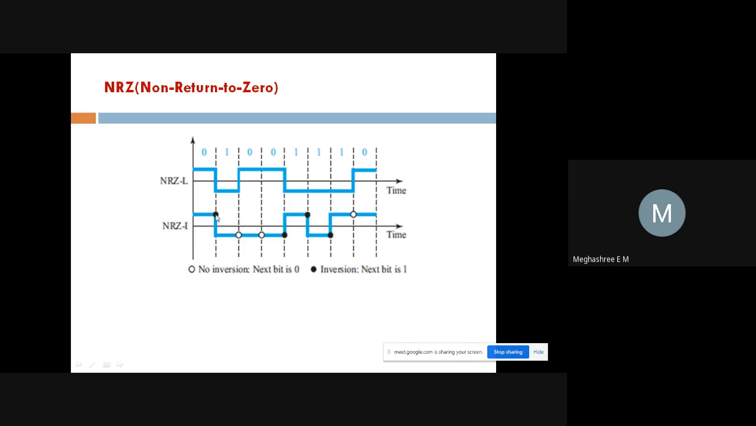It starts with 0. When there is 1, there is a change. Since the next bit is 0, there is no change here. Again it is 0, again no change. Then the next bit is 1, again it changes. You can see here there are hollow circles and filled circles, right? Hollow circles represent no inversion, no invert. That means the next bit is 0. When there is a filled circle, it says there is an inversion, that is invert. So it specifies the next bit is 1. I hope you understood this.